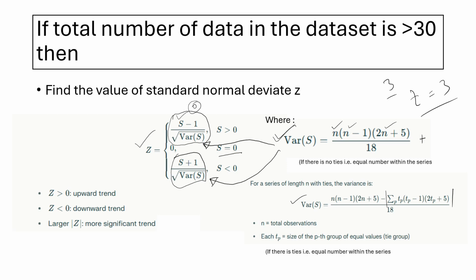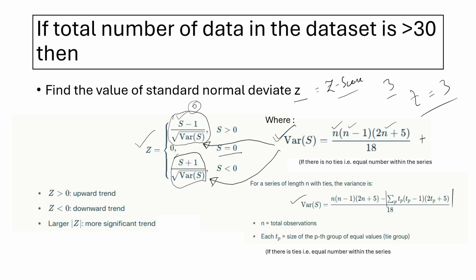Another point is when you will conclude that your data has a trend or not, if you have to calculate Z. If your data set is more than 30, then you have to calculate Z, which is also known as standard normal deviate. So when to say that there is a trend with the help of Z score, and when to say there is no trend with the help of Z score. So this Z is also known as Z score.